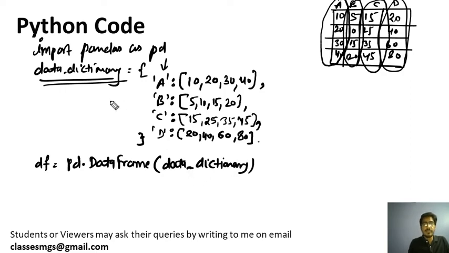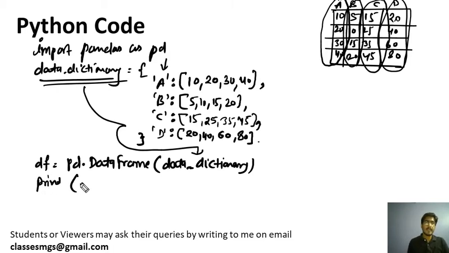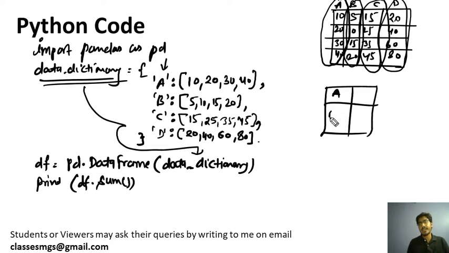This variable name should be the same, otherwise you will get an error. Okay, now what you need to do is print the sum. To print the sum, you will write print df.sum. It will print the column-wise sum. I have already shown you how to print the column-wise sum. It will print like this: a, b, c, d, column-wise sum.